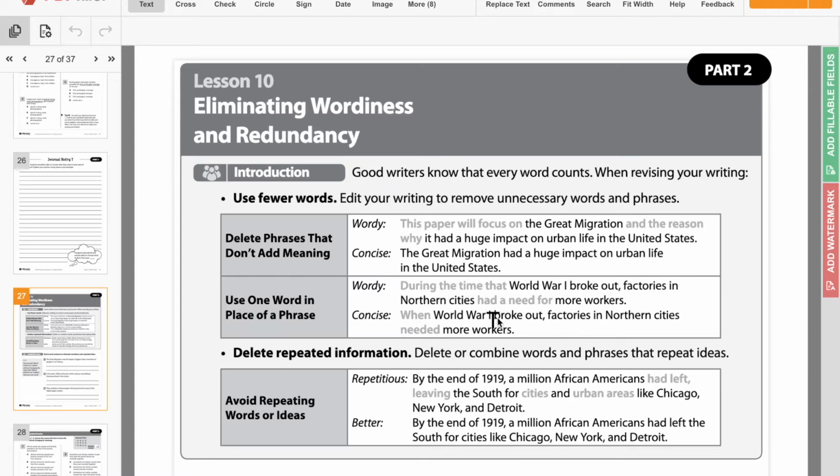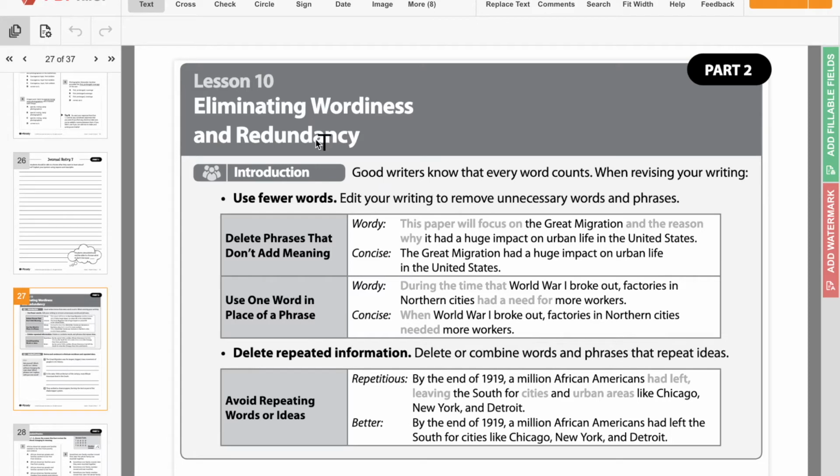So instead of saying "during the time that," you could say "when World War I broke out," because it's saying the same thing, but it's just a little bit more simple and concise. And then, "factories in northern cities needed more workers." So instead of saying "had a need for," you can say "needed." Okay, none of these are grammatically incorrect or anything like that. It just sounds a little bit better when you say it with less wordiness.